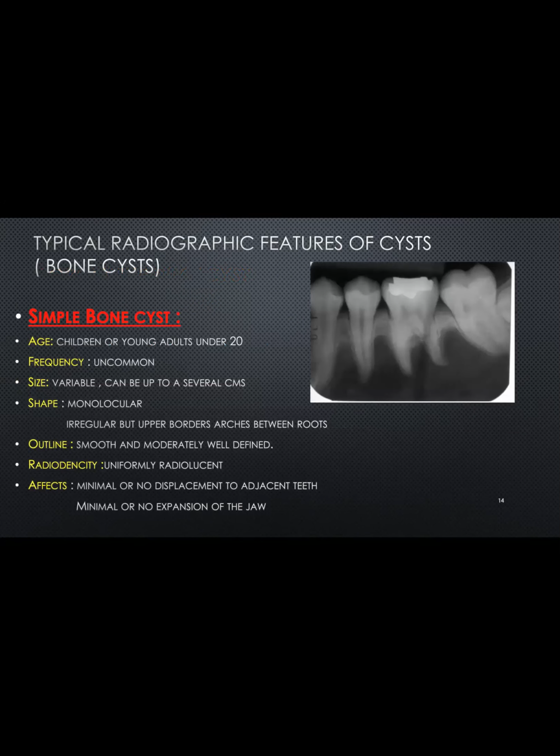Okay, now we're going to talk about bone cysts. So bone cysts, even though they're called bone cysts, they're really not considered cysts because they don't have that epithelial lining. The etiology isn't really known, but it could be caused from trauma. It usually happens in children or young adults under 20. It's not that common. It could go up to several centimeters, like the ones you could see in the X-ray.